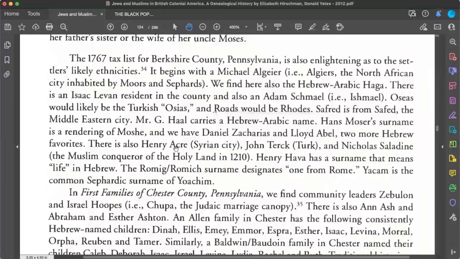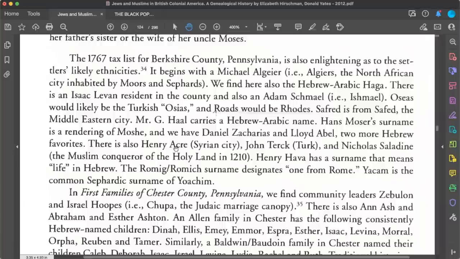Example, Algiers, the North African city inhabited by Moors and Sephards. All right, we find here also the Hebrew Arabic Haga. There is an Isaac Levon resident in the county, and also an Adam Shamel, example Ishmael. Oseas will likely be the Turkish Osias, and Rhodes would be Rhodes. Safred is from Safed, the Middle Eastern city.